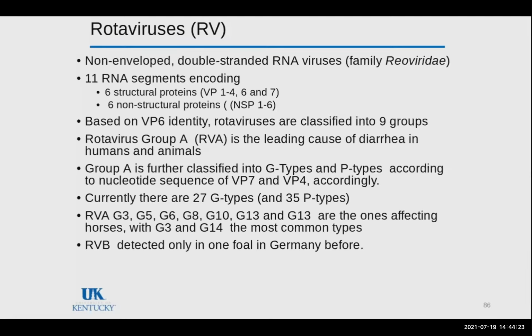Rotavirus B has never been detected in foals. It has been detected in some other animal species, pigs, calves, and humans, but not in horses, except in one case where recently in Germany they screened some fecal samples by real-time PCR and detected only one case, without any further look at whether there is an association between this one positive case and diarrhea.